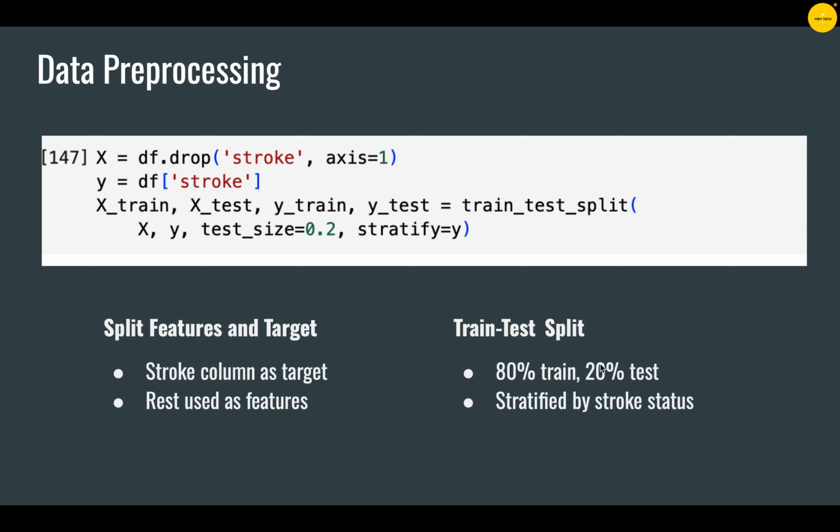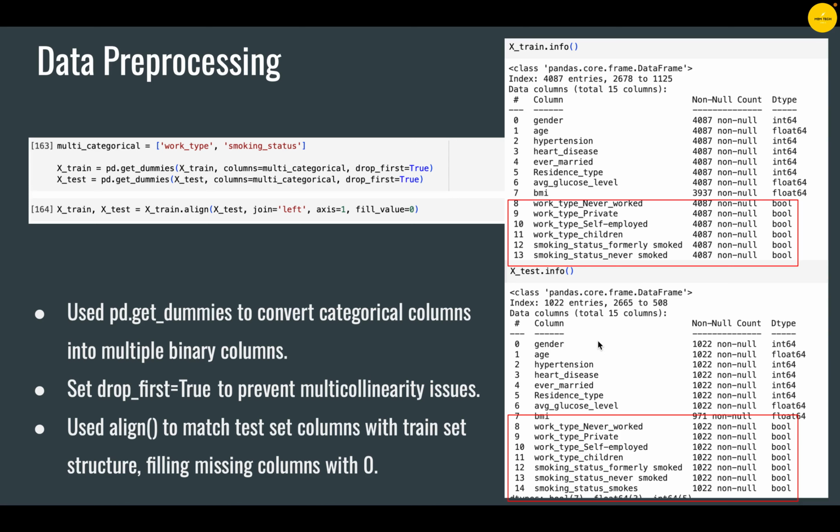We started by separating our target variable, stroke, from the other features. Next, we split the data into training and testing sets using an 80-20 ratio, while making sure the class distribution of stroke cases is preserved through stratification. We used get_dummies to convert categories like work type and smoking status into numeric columns.